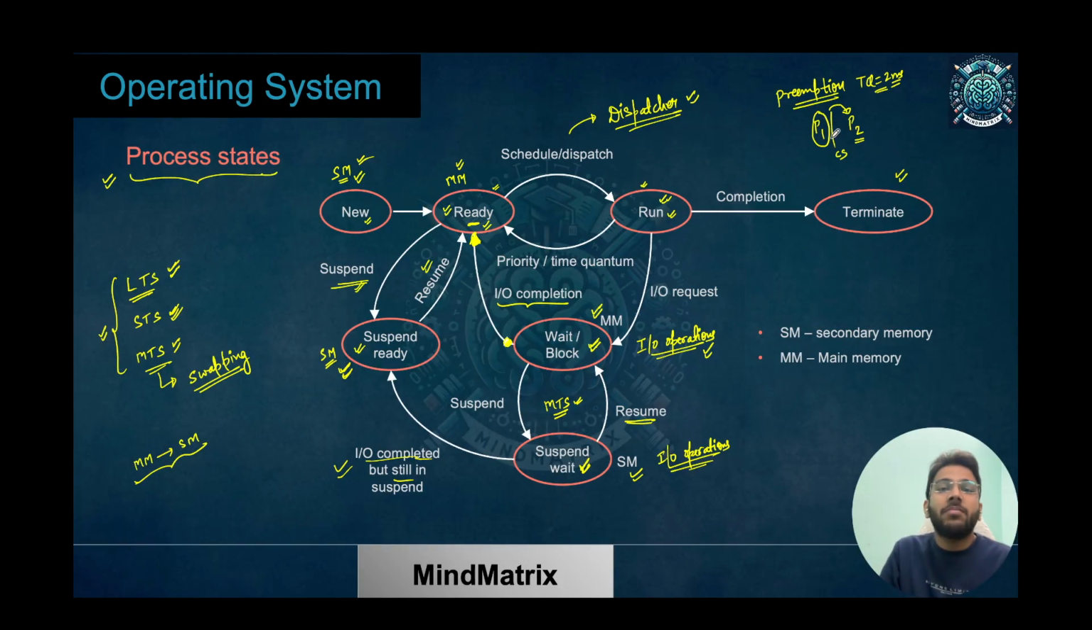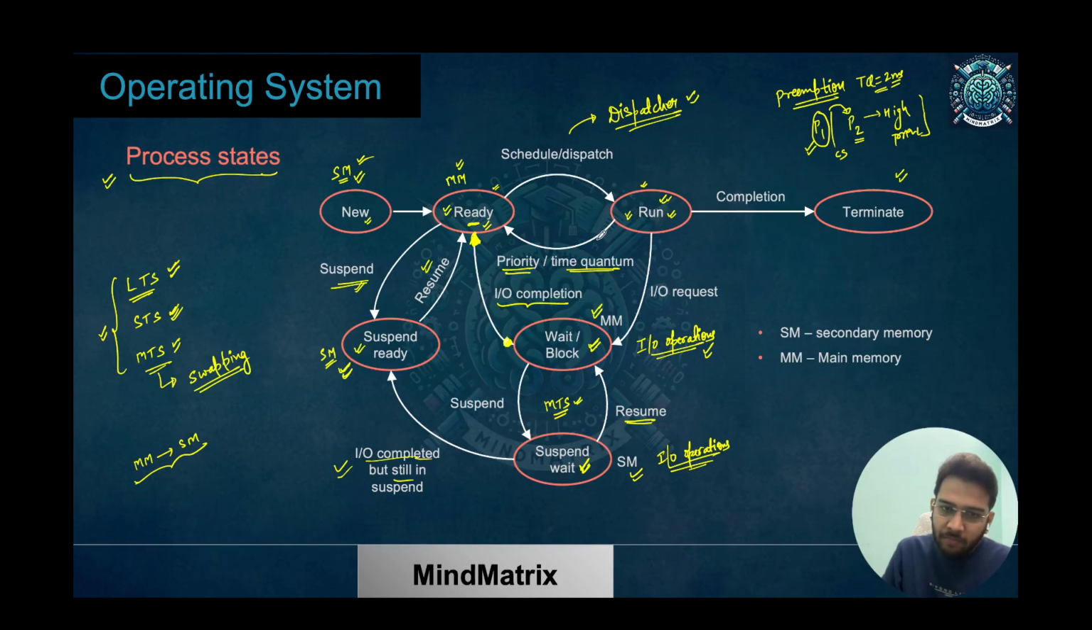Or if some high priority process, let's say P2 is a high priority process, in that case also you are going to preempt the P1 process that is currently executing. That means you are going to take the CPU back from P1 and allocate it to P2. Clear? So here you can see, when your process is in the running state, either due to the time quantum, or if a high priority process arrives, you are going to preempt the P1 process.